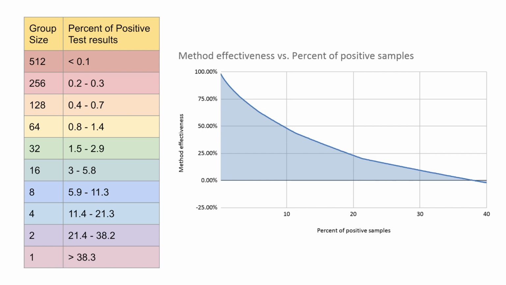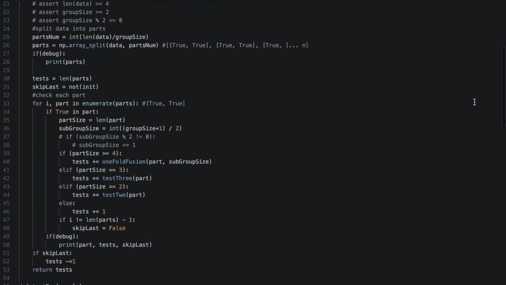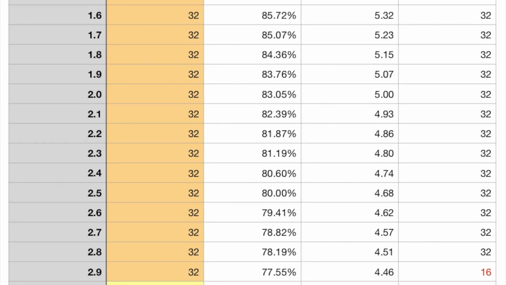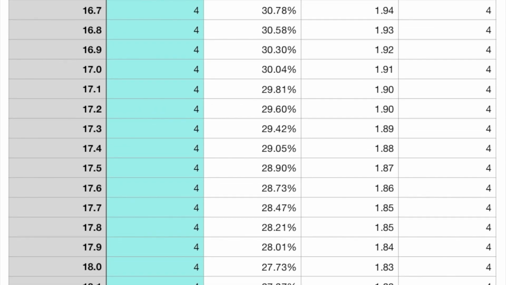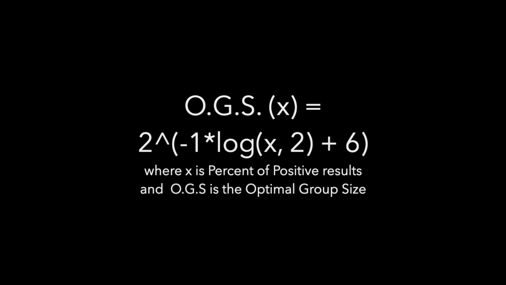And to find those optimal group sizes, I created a Python script to simulate this algorithm in action. And after running the simulation, you could find the optimal group size depending on the positive test percentage. Then I was able to approximate the relationship between those values to get a formula. So as you can see, if labs implement this algorithm, they'll be able to test more people faster, save money, and test more people in general.